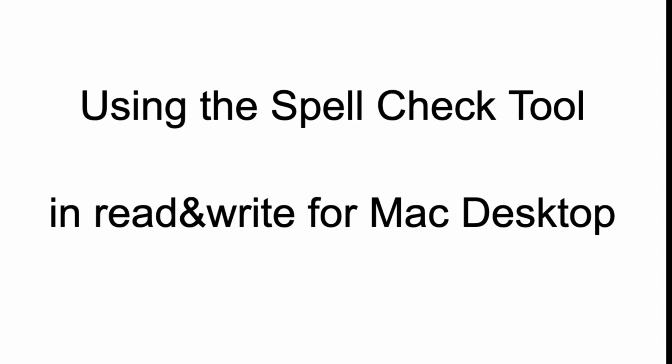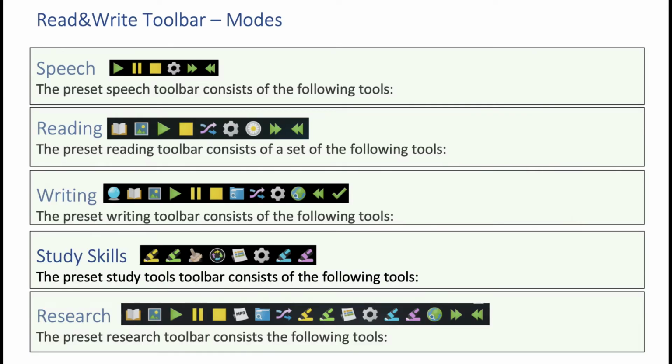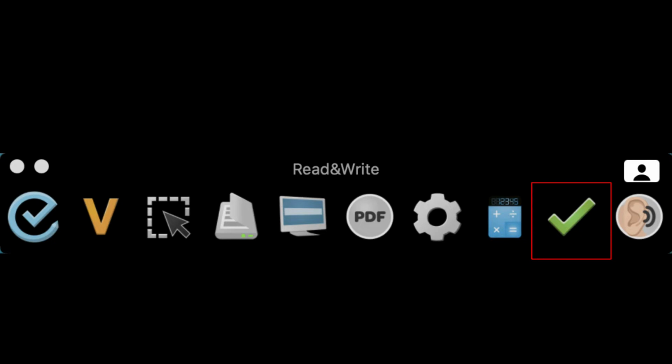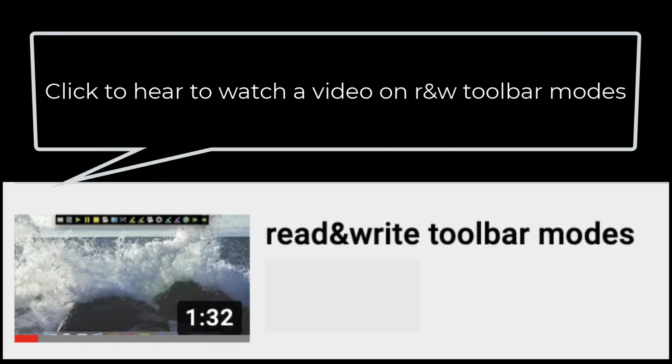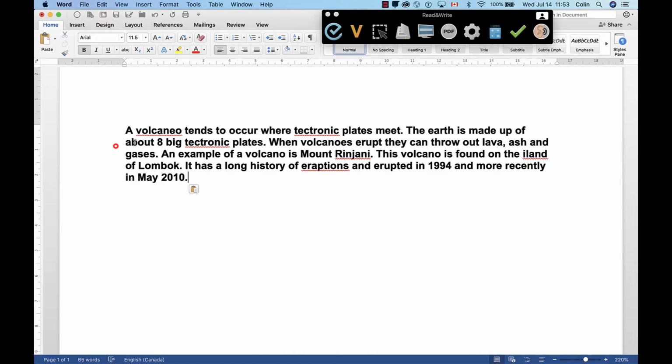This video will describe how to use the spell checker tool in Read and Write for the Mac desktop. This tool is used to help a user determine the correct spelling in their writing. The spell checker tool is not found on any of the pre-assigned toolbars, but can be placed on the user-defined toolbar. Refer to the toolbar modes video to learn how to customize a user-defined toolbar.